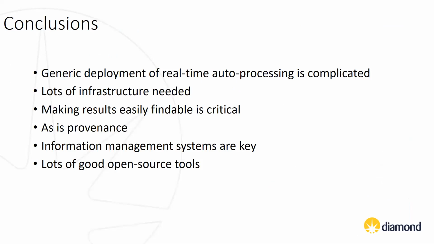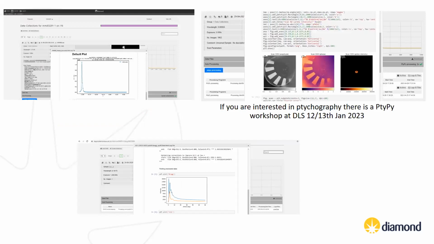So to conclude, to deploy anything generic is pretty complicated if you want people to actually use it and like it. You do need lots of infrastructure for very high performance experiments. Making results easily findable is critical, and it's really nice to see all the work that people have been doing on data catalogs and these kinds of systems here. It's a really nice conference for seeing what tools you can steal when you go back to your own facility. Provenance and information management systems are key, but there are really good open source tools out there if you want to use them.